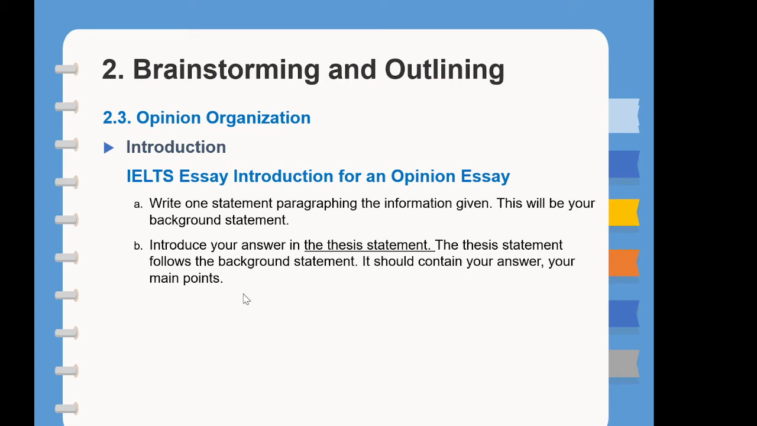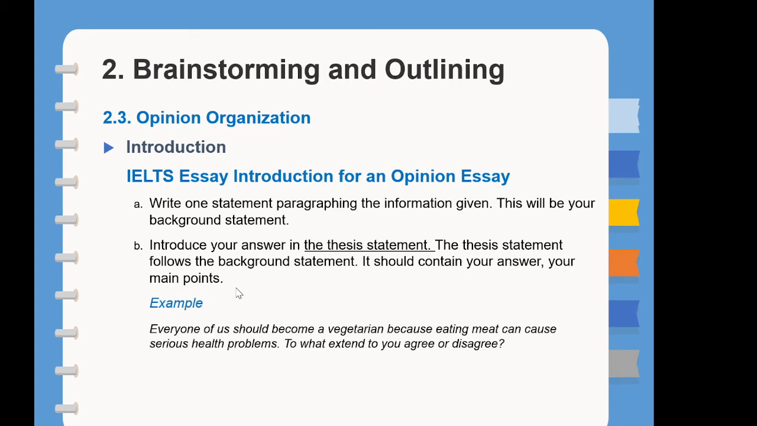You see here. Look at the example. Here's the topic or the information given. Every one of us should become a vegetarian because eating meat can cause serious health problems. This is the topic or the information given. To what extent do you agree or disagree? So, do you agree or disagree with this topic, right? So, how can we write the introduction of such a topic in an IELTS test?